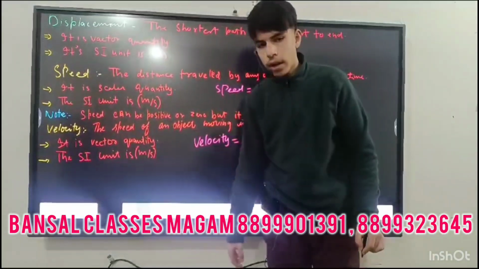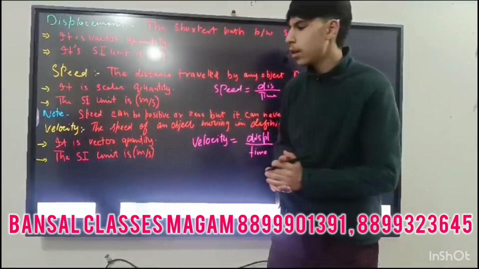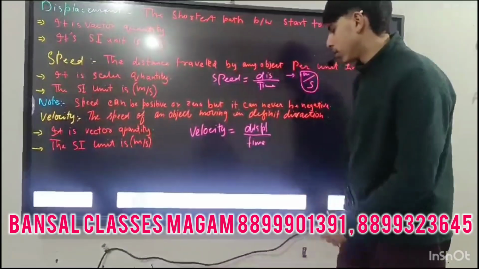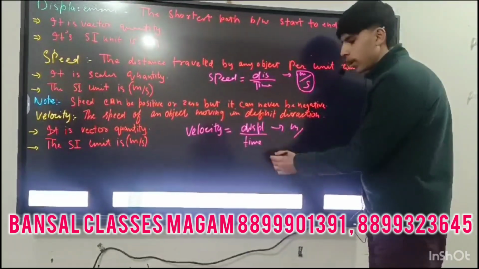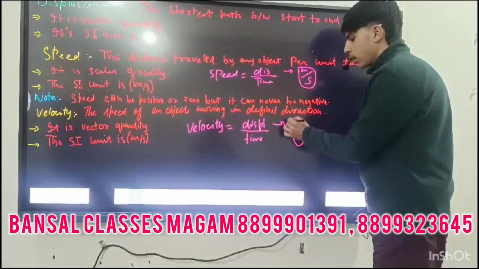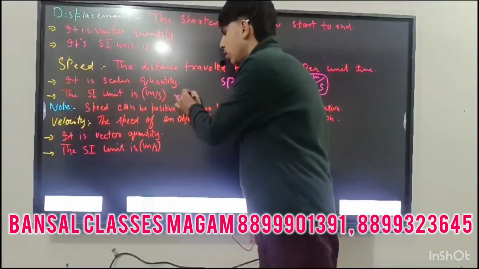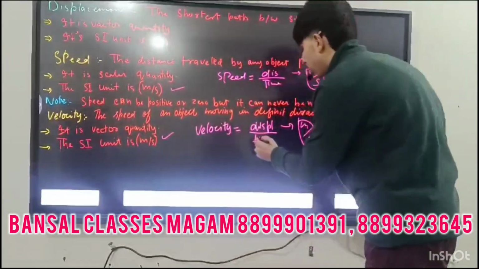And it is a vector quantity. It has magnitude as well as direction. And I will tell you its SI unit is meter per second also. What is the SI unit of displacement? It is meter. What is the SI unit of time? It is second, so its SI unit is also meter per second. These two have the same SI units. So, coming to the next topic.